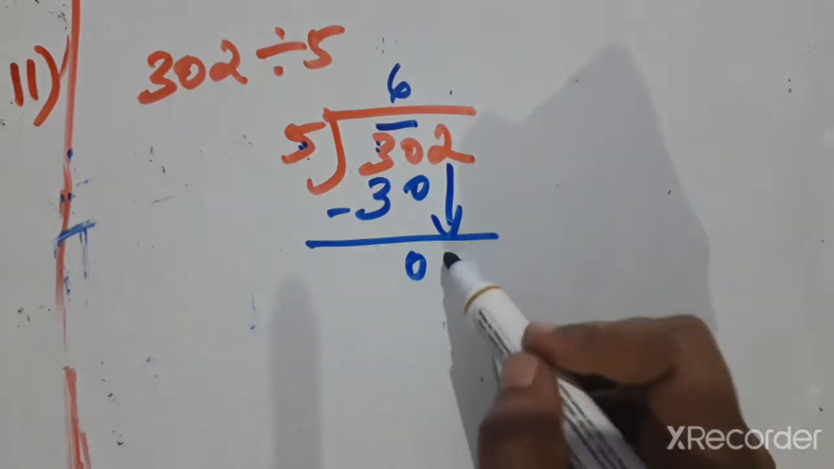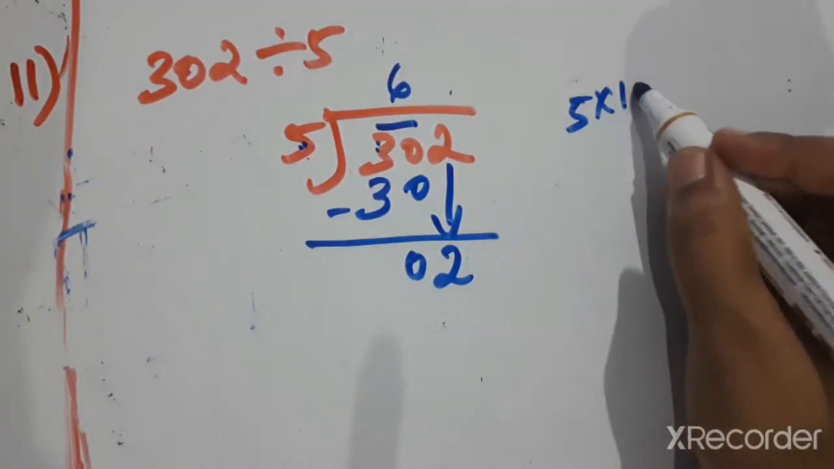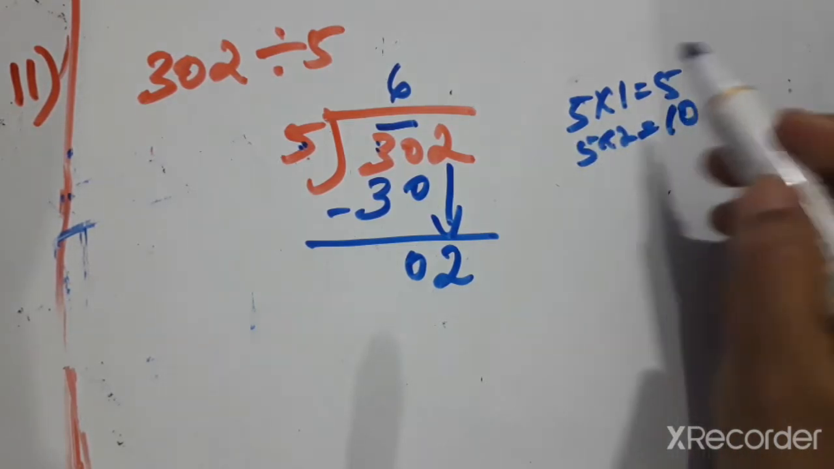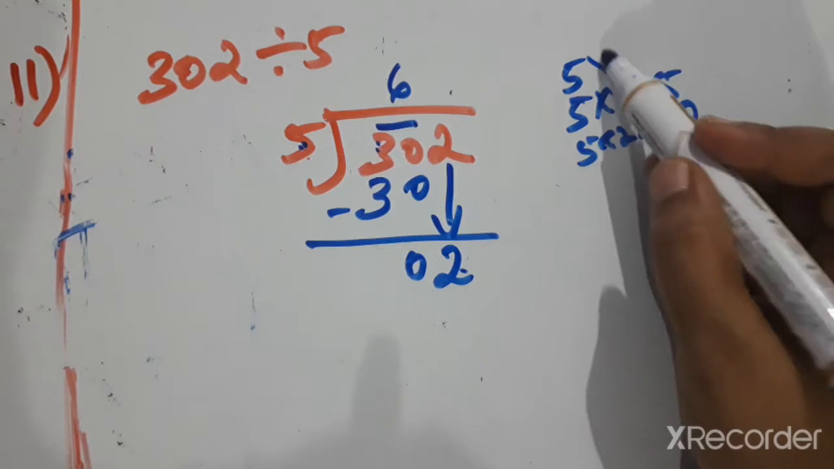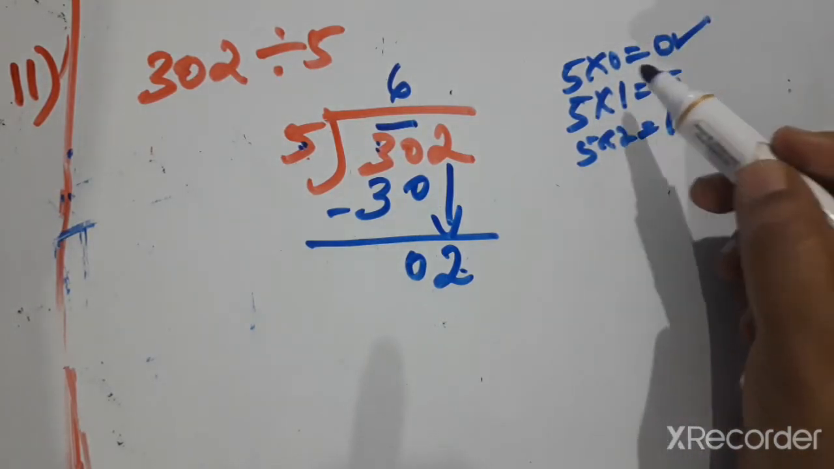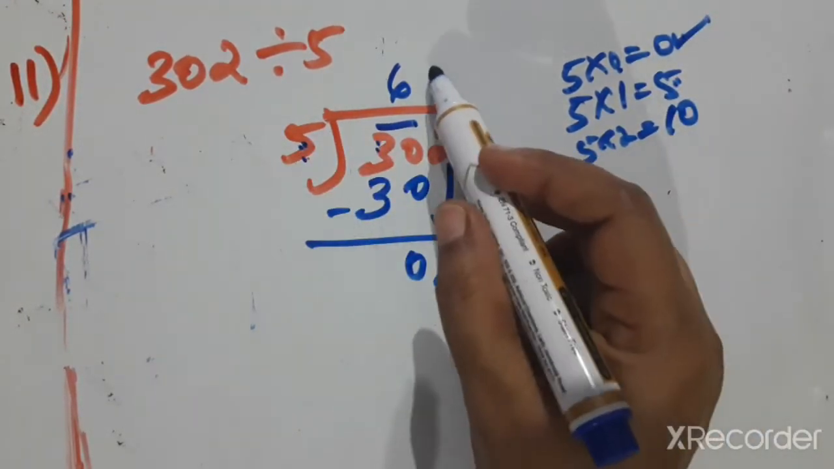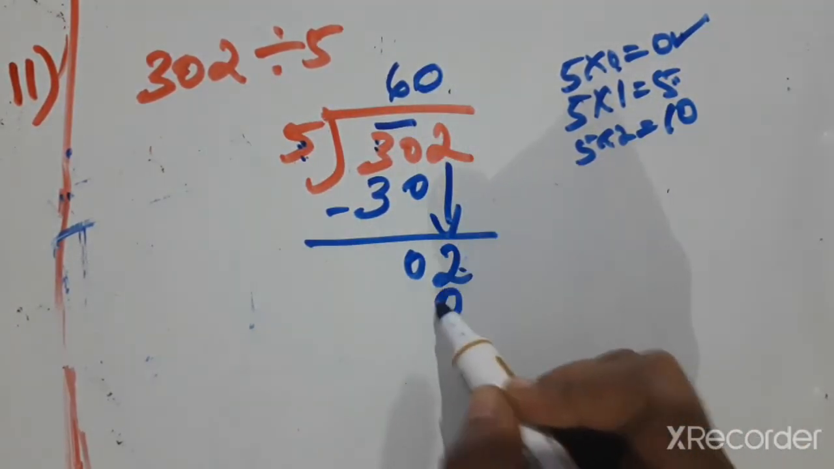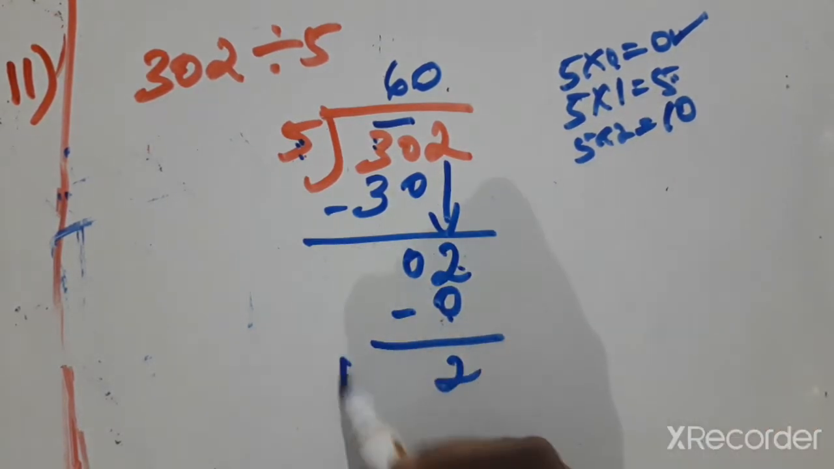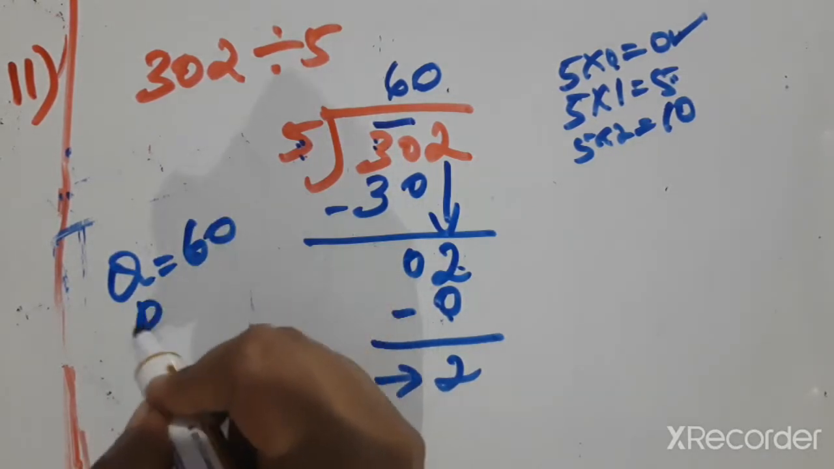Bring this 2 down. 5 how much are 2 in tables? 5 ones are 5, 5 twos are 10. So 5 how much are nearer to 2? That is 5 zeros are 0. 5 is greater than this, so the nearer is 5 zeros are 0. So we have to consider 5 zeros are 0, then 2 minus 0 is 2 only. So the remainder is 2 and the quotient is 60, remainder is 2.